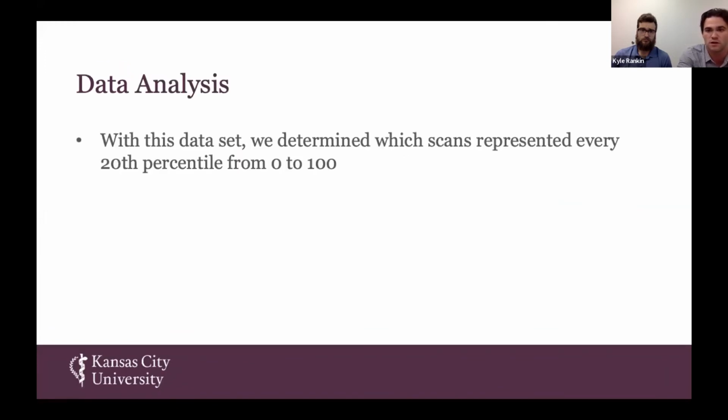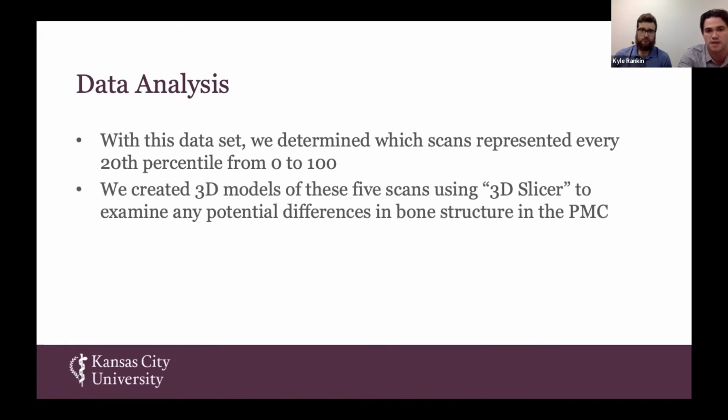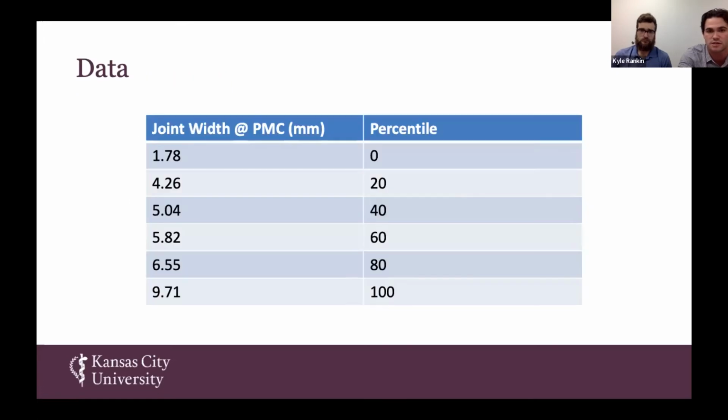So we took all of that data and set it up into percentiles from 0 to 100, taking it at each 20th, and then took scans that had those exact measurements to serve as our models using 3D Slicer to hopefully elucidate some structure changes. And so here are the joint widths and their corresponding percentiles. And as you can see, the smallest was 1.78 millimeters, and the greatest was 9.71 millimeters. So there's a pretty drastic difference in the joint width amongst our population. And so we would hopefully be able to see some corresponding changes in the knee joint.